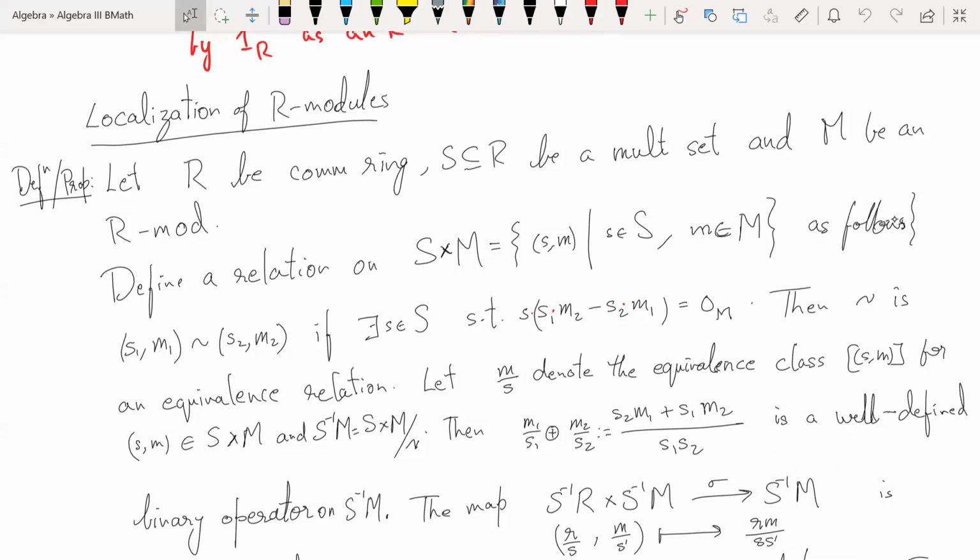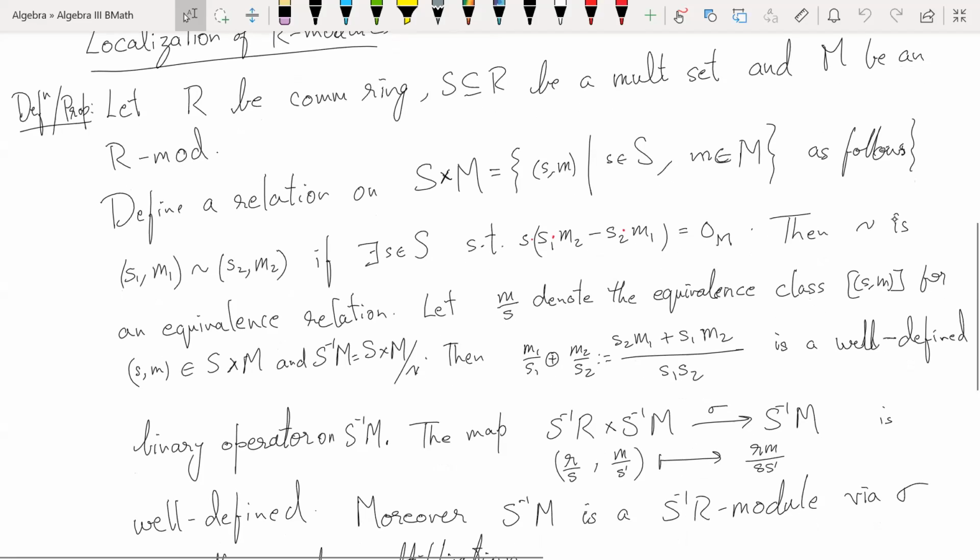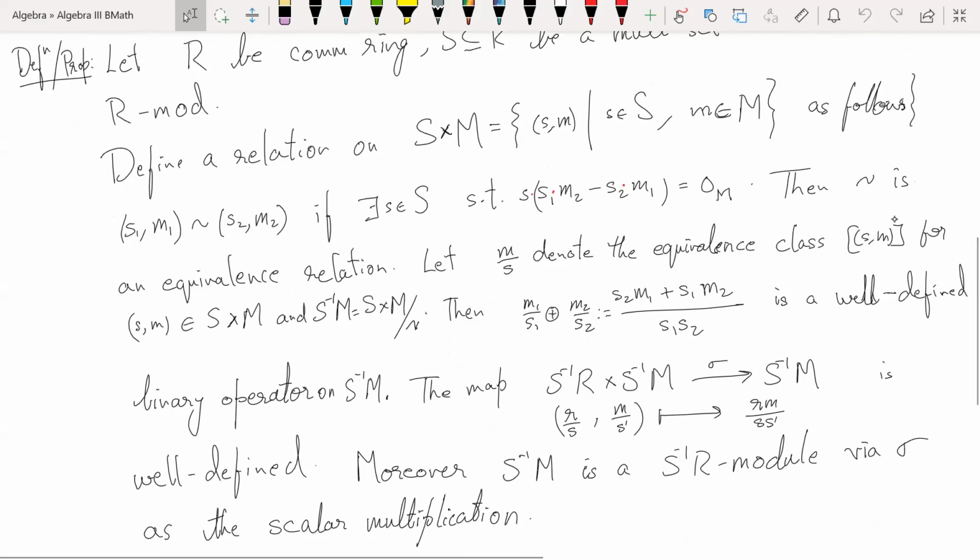That's what we showed in the case of rings as well. So let M over S denote the equivalence class of the pair (S, M) for (S, M) in S cross M, and the set of all equivalence classes you denote by S inverse M. So S inverse M is S cross M modulo the equivalence relation. That means the set of all equivalence classes.